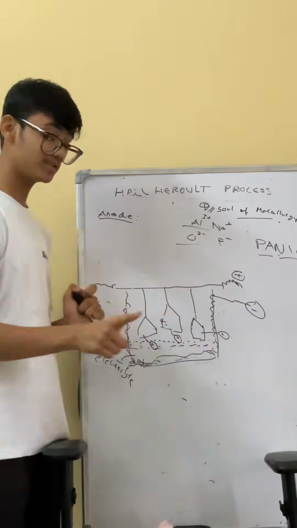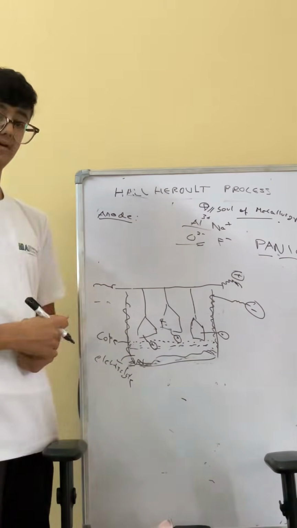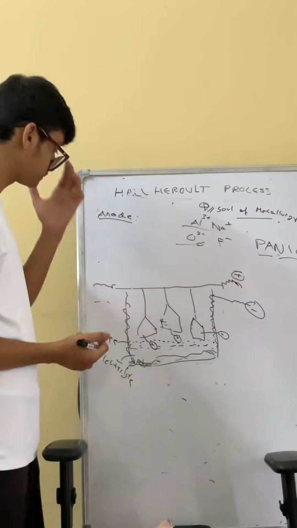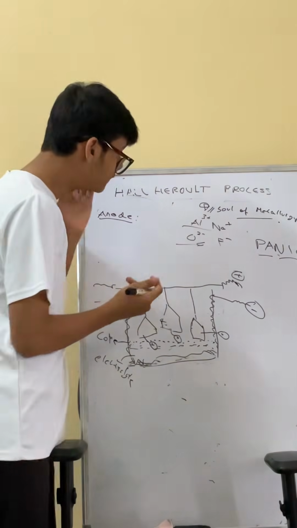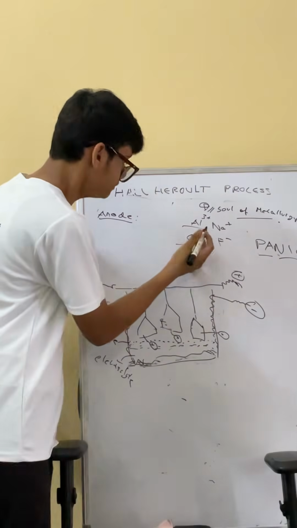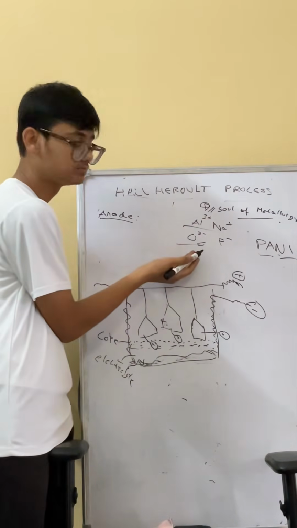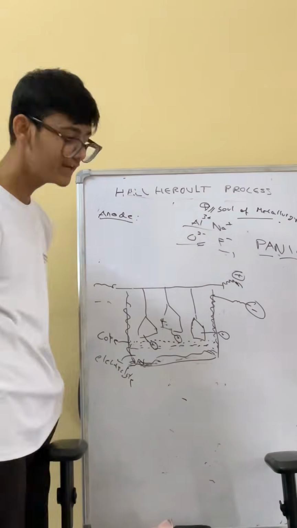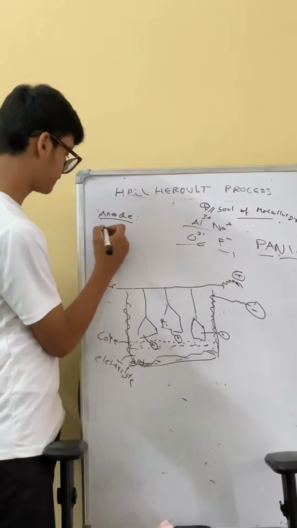So which one will go to the anode? The anode is positive, so what will go? Anions, negative ions, because positive and negative attract. So which one do you think will go? Fluorine is way more reactive. It is the most reactive halogen. Oxygen is obviously the less reactive.